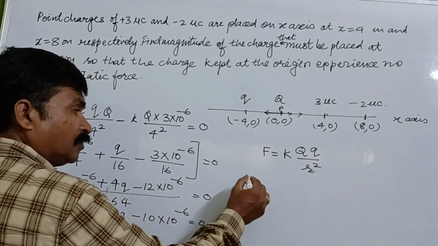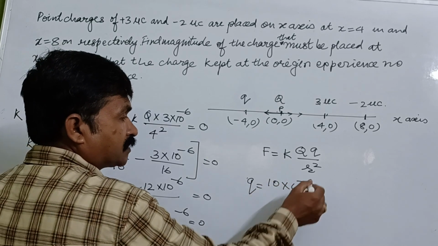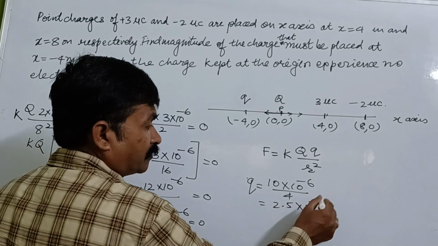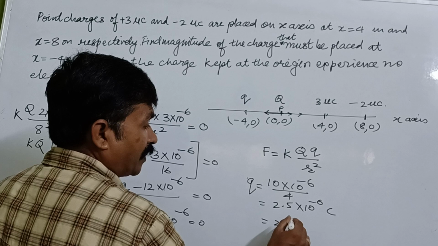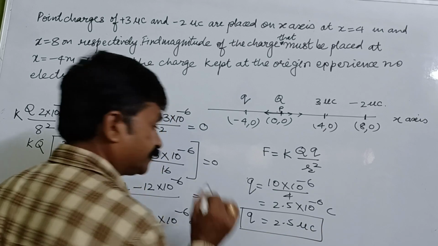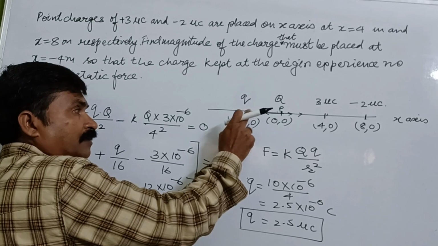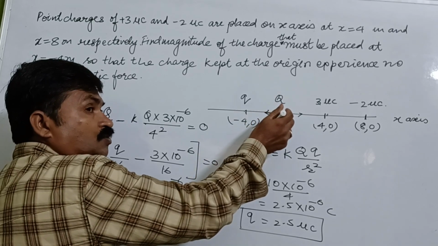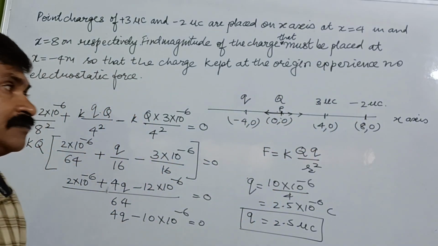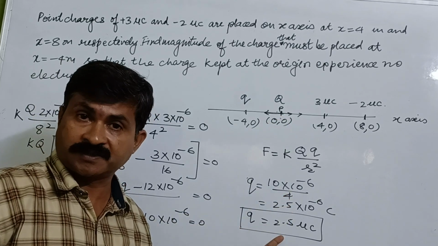So we can have Q equal to 10 into 10 raised to the power minus 6 divided by 4, and it will give 2.5 into 10 raised to the power minus 6 coulomb. 2.5 microcoulomb is the correct answer. So if a charge of 2.5 microcoulomb is placed here, it will experience no force, because of this and because of this, the net resultant force will be 0 at this point if a charge of 2.5 microcoulomb is placed.